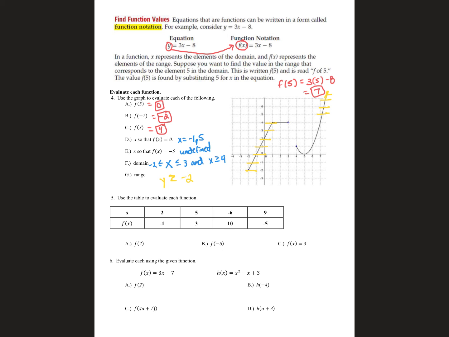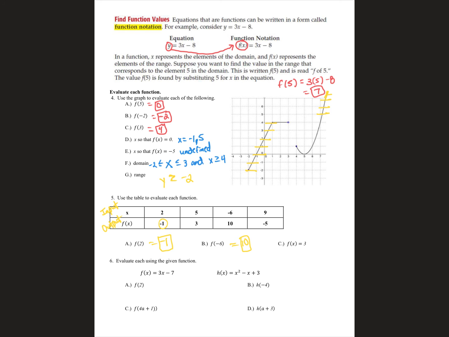Moving forward, number 5, it says use the table to evaluate the function. Pretty simple, f of 2. So that's saying when I plug in 2 into my input, what do I get out for my output? So when I plug in 2, I get out -1. When I plug in -6, I get out 10.